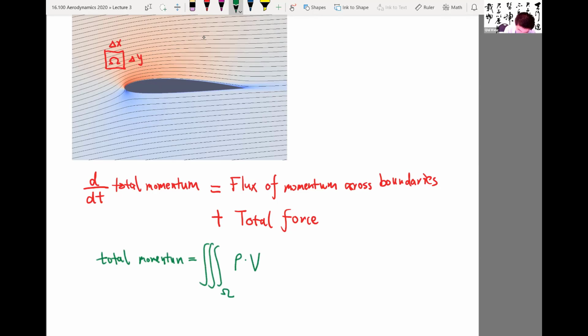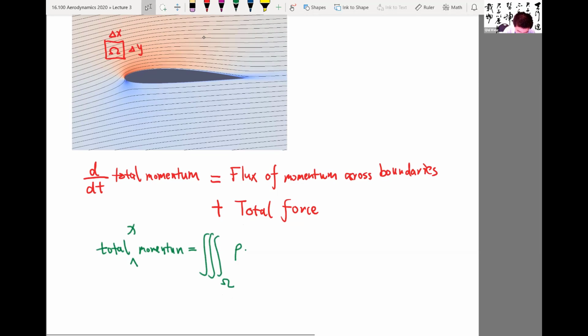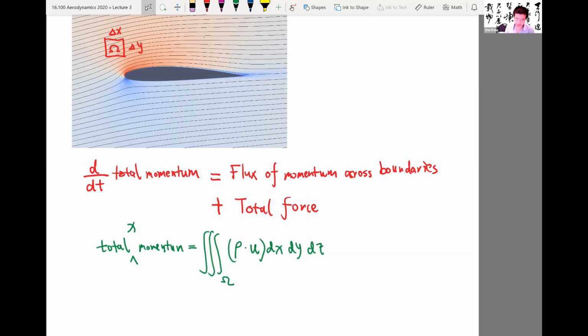So to make it a little bit easier to grasp, let's take the total x momentum, and then we're going to generalize to all the momentums as a vector. In this case, let's just write the x momentum, which is rho times u times dx dy dz. All right. And in this case, rho times u is known as the momentum density. It's the density of momentum within the fluid. If you integrate the density over three dimensions, you get the total momentum.